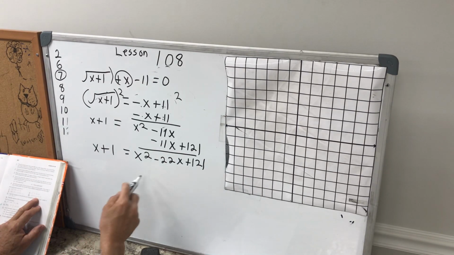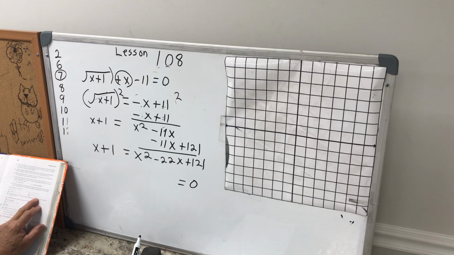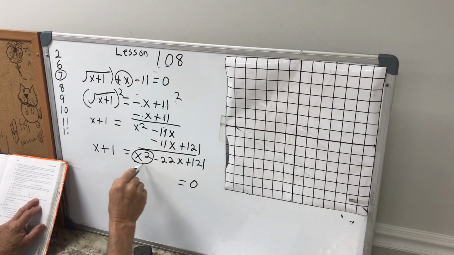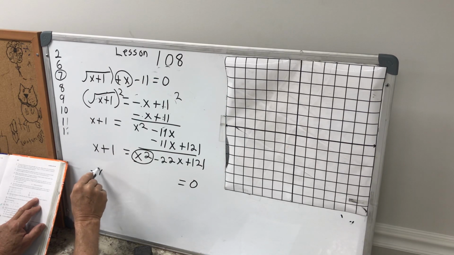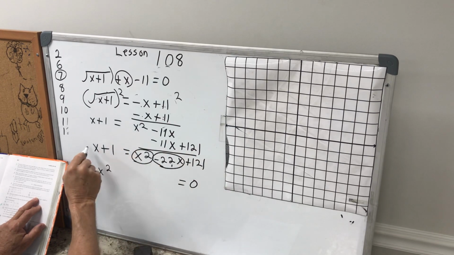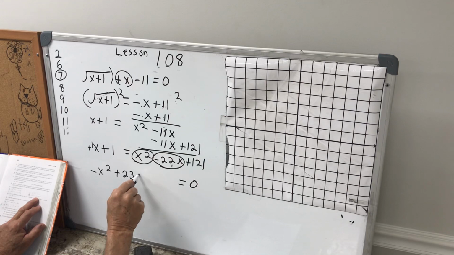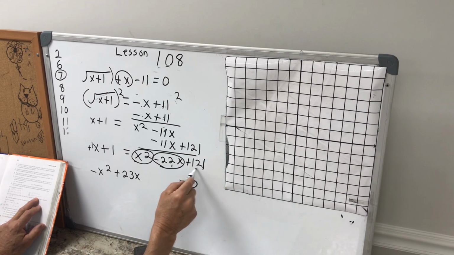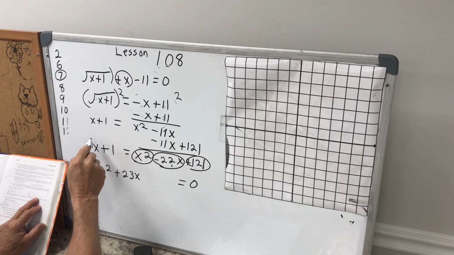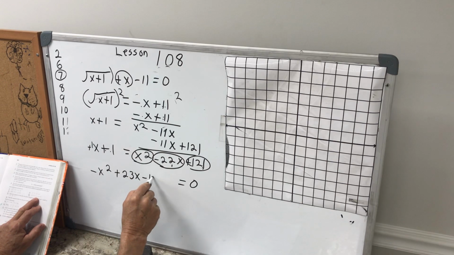Okay, we continue on. We need to get it over here to where this equals 0, so that we are back to the formula that we know how to work, where all this equals 0. Put this on the other side: negative x squared. Here's our negative 22x. Put that on this side, it becomes a positive 22x plus a 1x. That is positive 23x. Put this positive 121 on this side. It becomes a negative 121 plus a 1 is a negative 120.